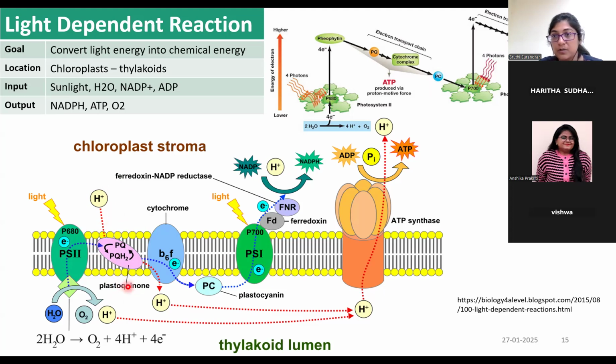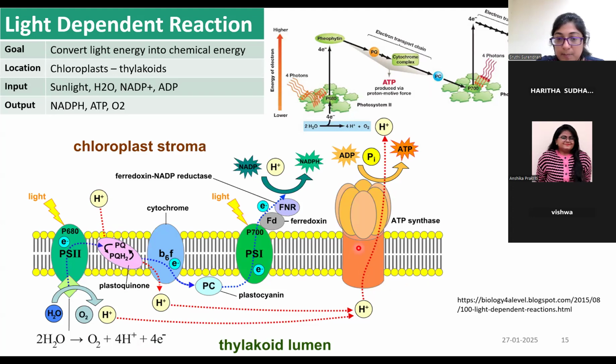Now, what is the requirement for these H plus ions to come from the stroma to the lumen? Once the concentration of H plus is increased, as a result of all these H plus ions coming here, plus all the H plus ions obtained from the splitting of water, this concentration of H plus will drive this protein complex called ATP synthase. If you listened to the earlier part, we talked about ATP and NADPH, which are the outputs generated during the light reaction.